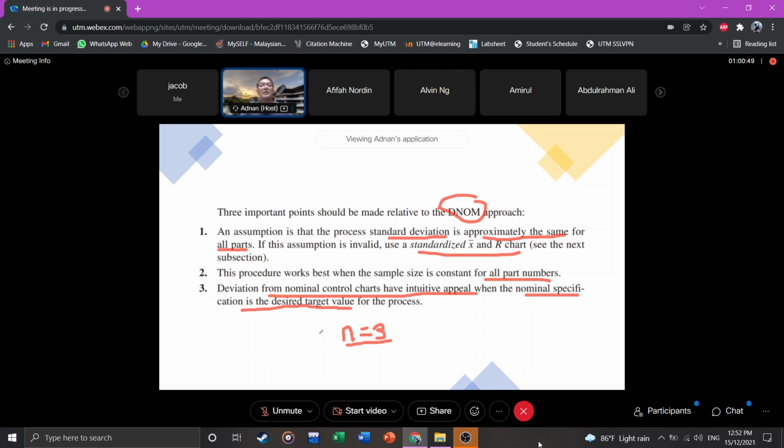So if the nominal is the target value, this method will work effectively. Okay, so let's see how we can plot this chart.